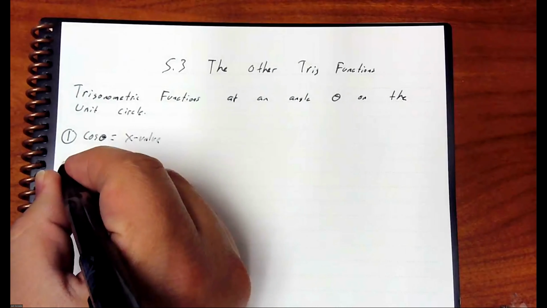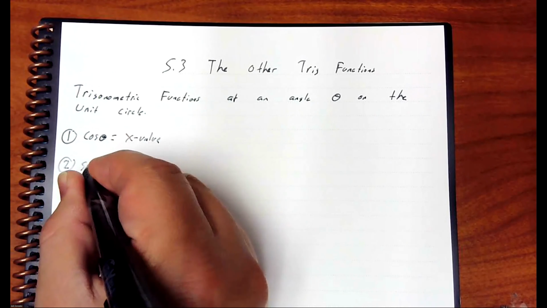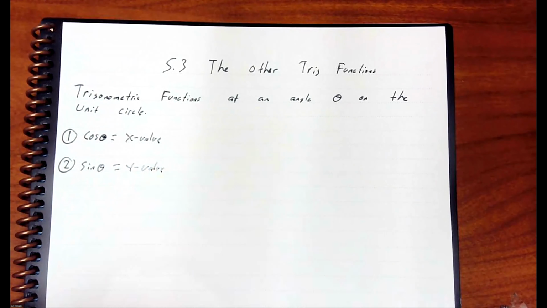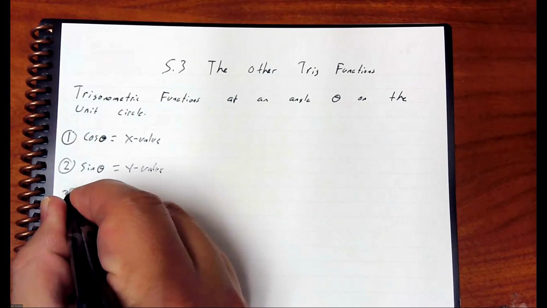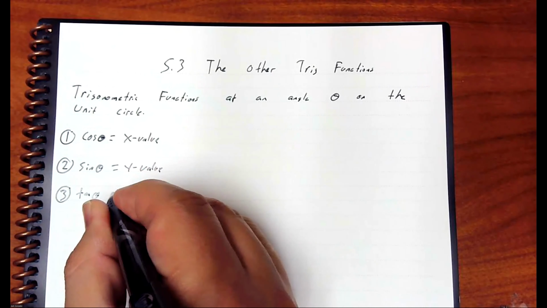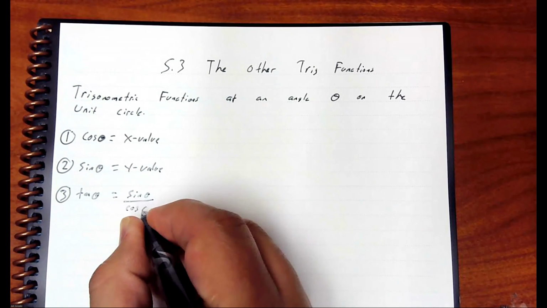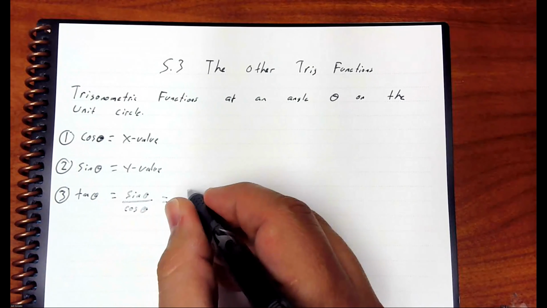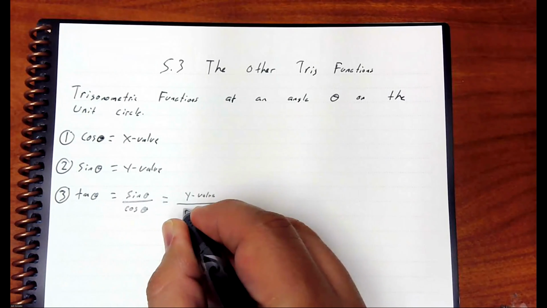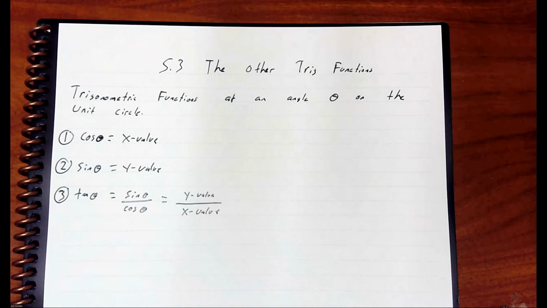Okay. Number 2. Sine of theta, sine of your angle theta, will equal your y value. Number 3. Tangent of theta is also the same as dividing sine theta by cosine theta, which is equal to the y value over the x value.